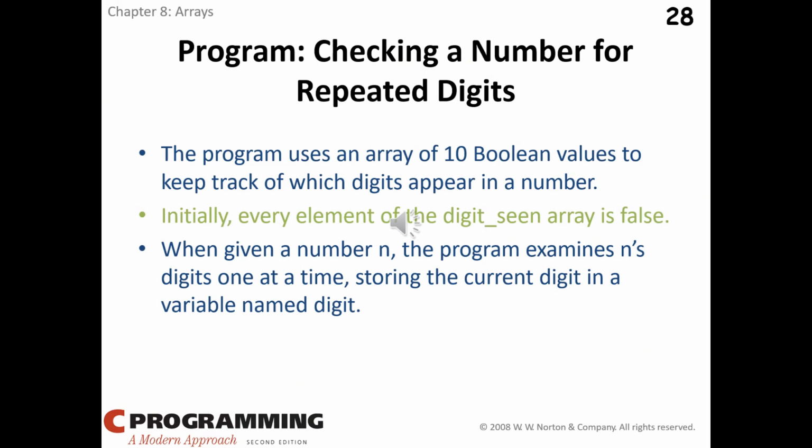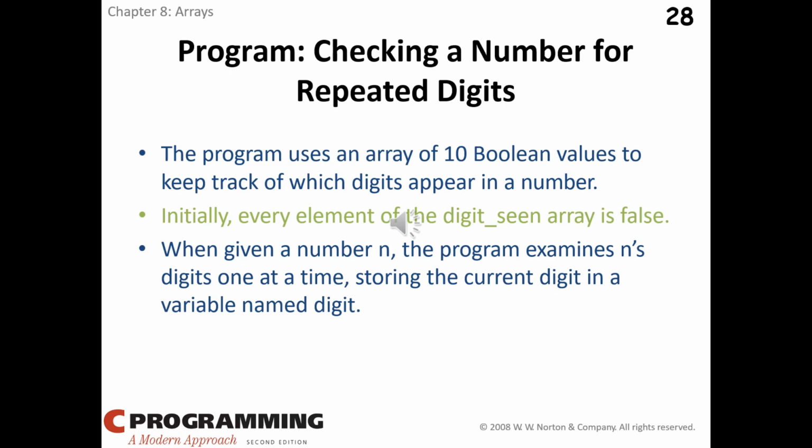Now, when the program is given a number n to check for repeated digits, it starts examining each digit of n one at a time. So it's like inspecting each element in our array one by one. So as the program looks at each digit, it stores the current digit in a variable named digit. It's like writing down the element we are currently examining in our list.